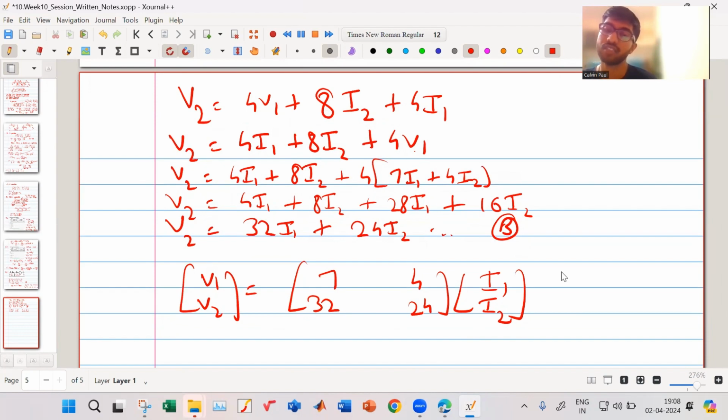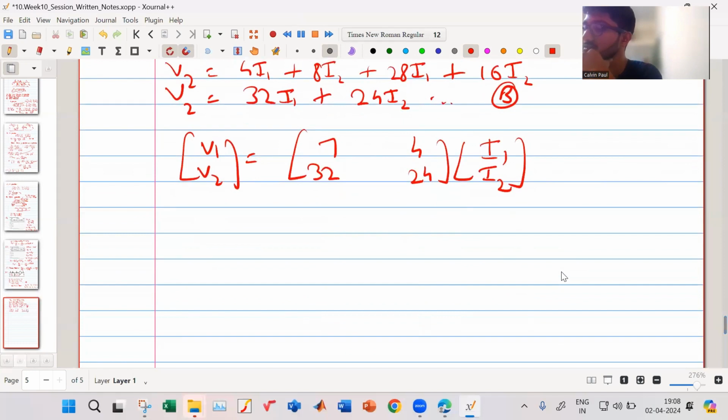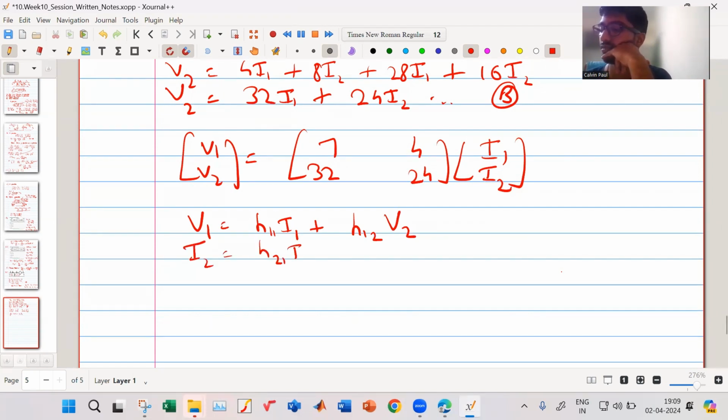Now suppose I ask you guys to find what are the H parameters for this. How will you find? You know the equations? First, write the equations. H11 equal to V1 by I1. These are your equations, right? Yes, sir.